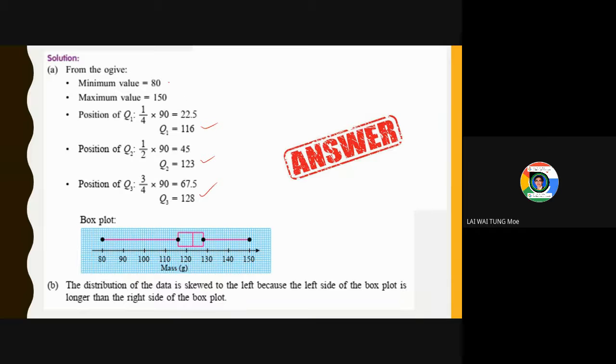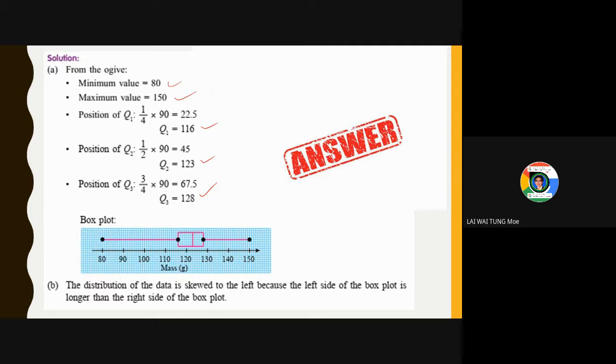After you get these 5 values, then you can start to construct your box plot. So how to construct the box plot? First of all, you need to draw the axis. Use a suitable scale, maybe 2 cm to 10, or 1 cm to 10, it is up to you. If the question doesn't state any scale, you can use your own scale. If the question asks you to use a certain scale, then you have to follow it. If not, you can use any scale you want.